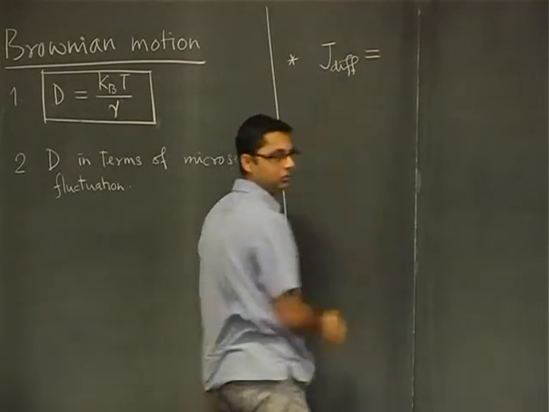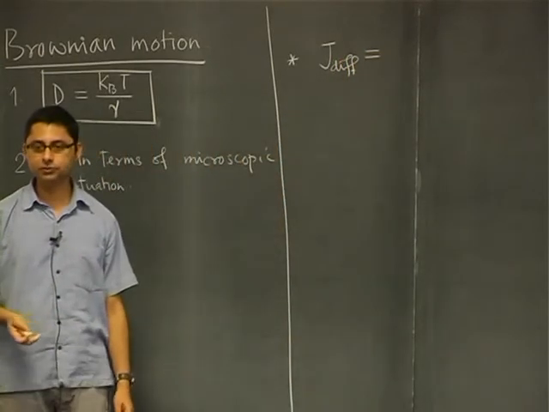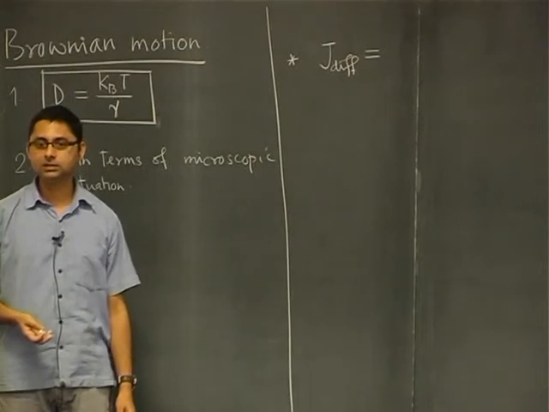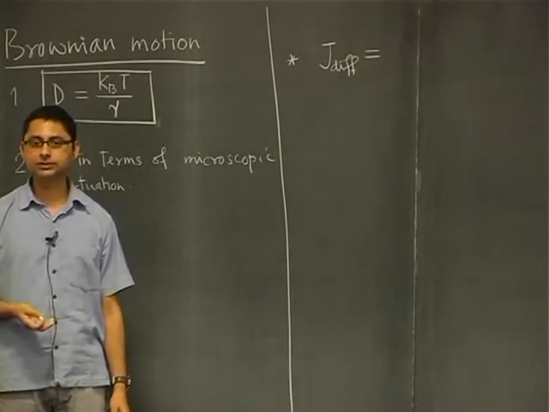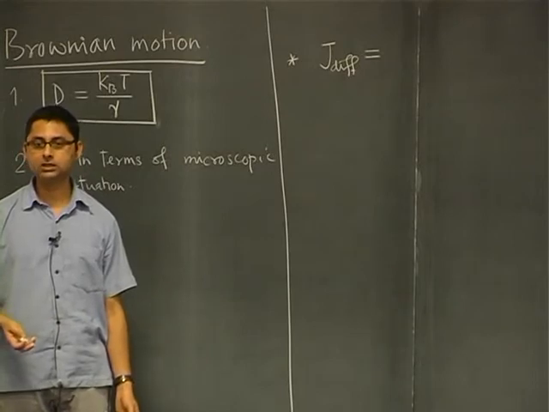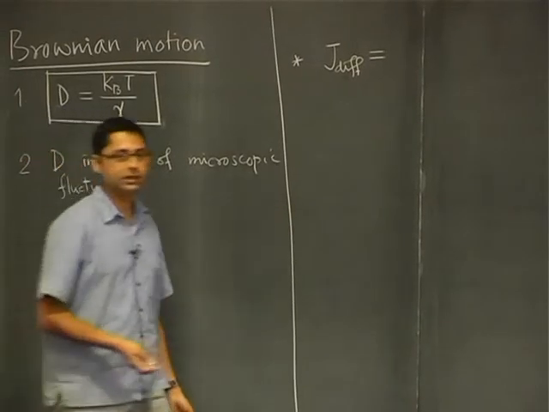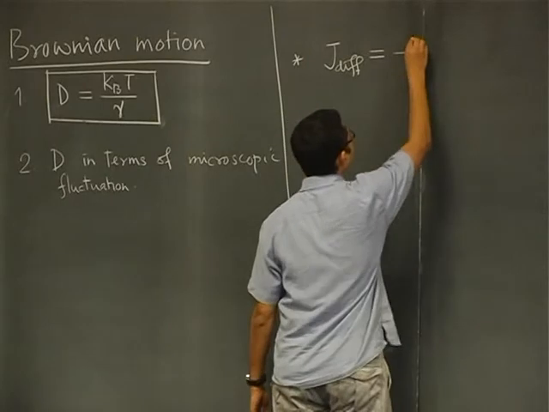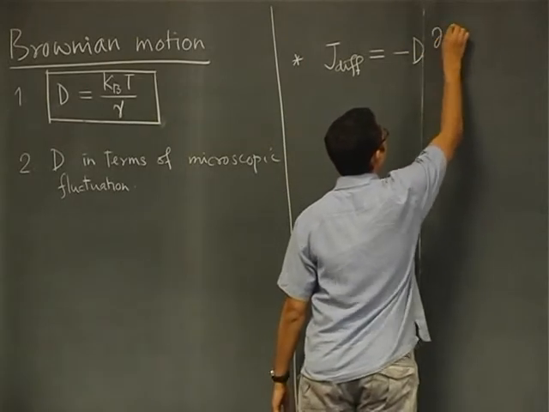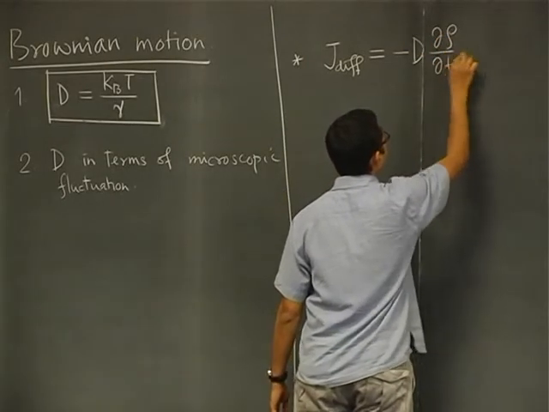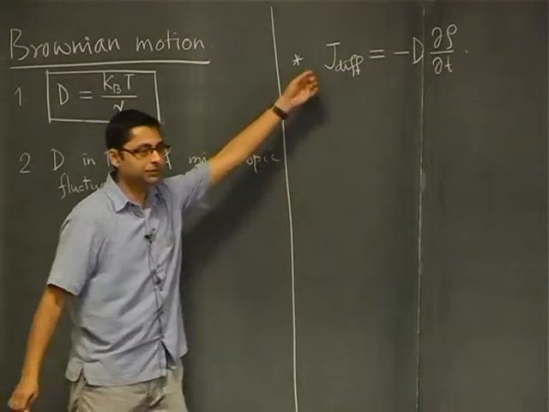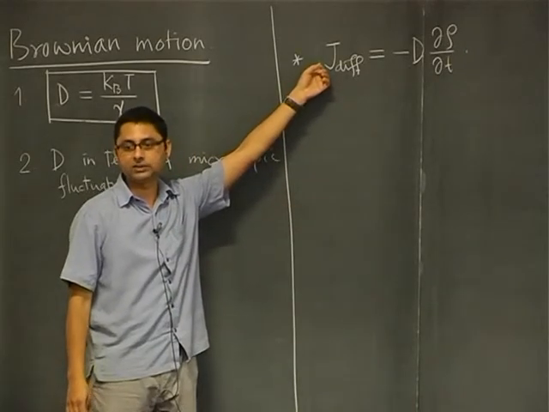So this is equal to, so this we have already used yesterday, right. What is this? It should be proportional to the density gradient, right. So this is equal to minus D times del rho by del x. This is known as Fick's first law, right.